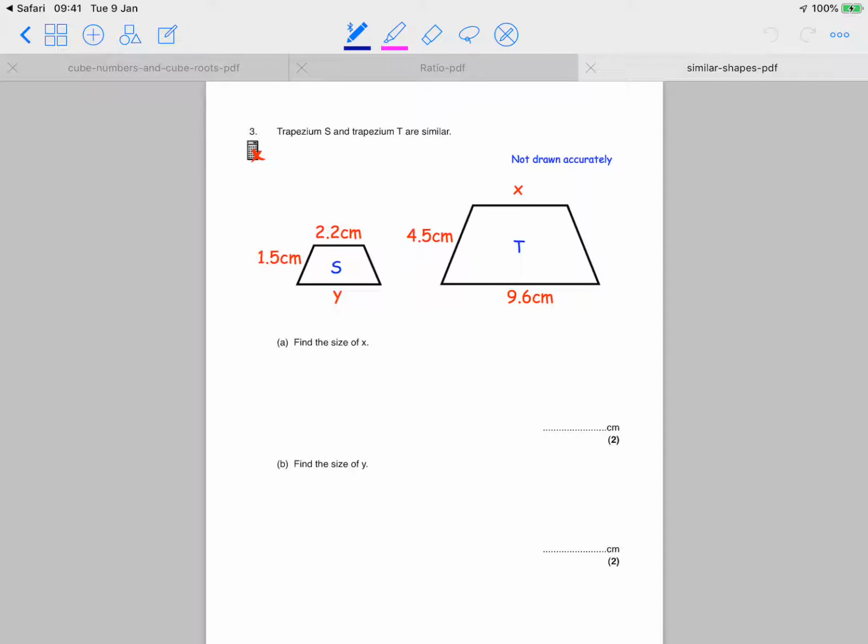Question 3. Trapezium S and trapezium T are similar. This means that one's a scale drawing of the other. And they want us to find x and then they want us to find y. So before I do anything, I have a look on the original diagrams and I can see that this side corresponds to that one. So I have a think about what I need to do to get from a 1.5 to a 4.5, or from a 4.5 to a 1.5, and this time I'm happy to say that it's multiplied by 3. And if I wanted to go in the reverse direction, from the big shape to the small shape, I would need to divide by 3.